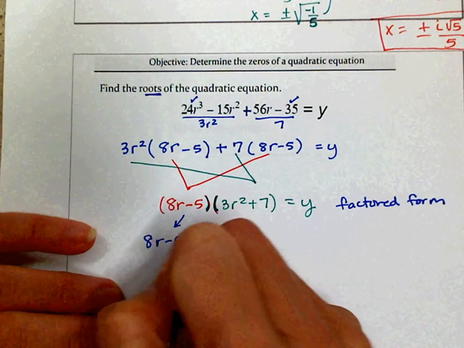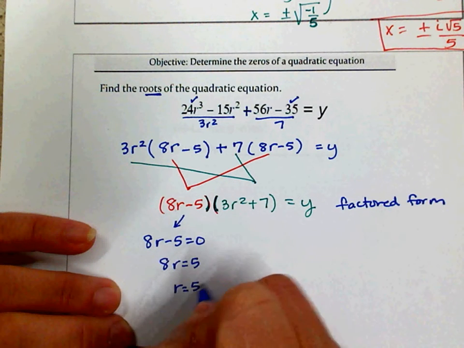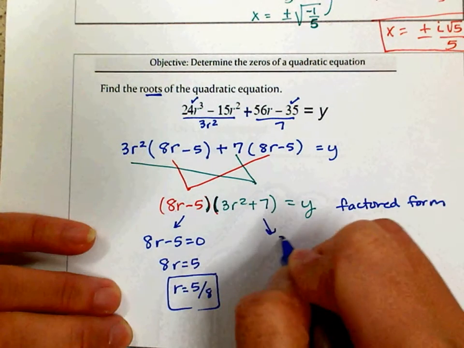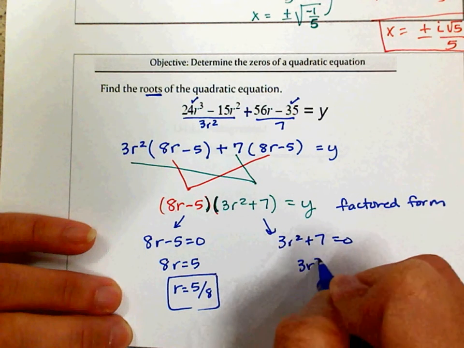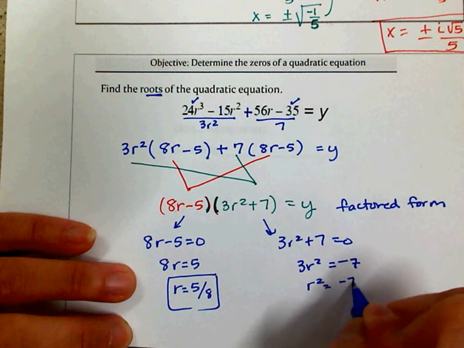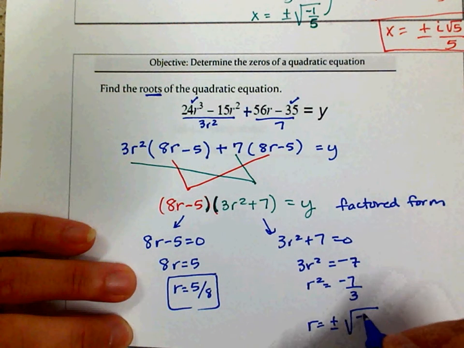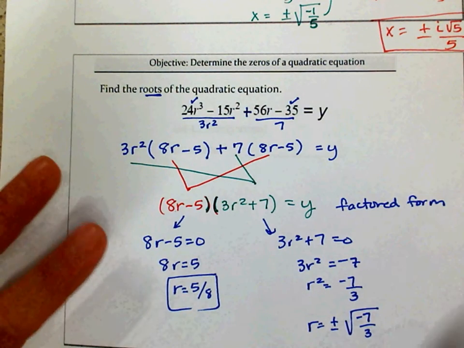8r minus 5 equals 0. 8r equals 5. r equals 5 divided by 8. Set those guys equal to 0. 3r squared equals negative 7. r squared equals negative 7 over 3. r is plus or minus the square root of negative 7 over 3. Decide where you want that negative to go.